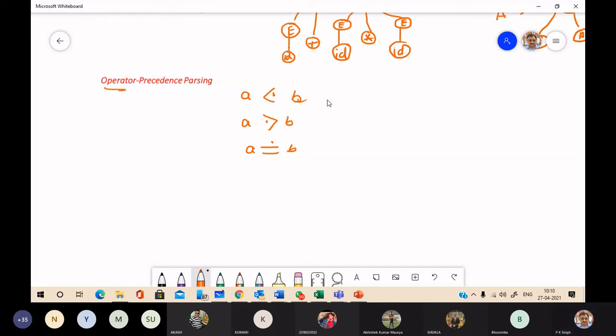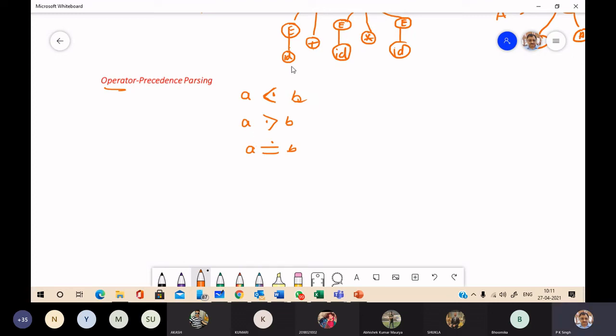A gives precedence to B means A has less precedence. This symbol is the less-than symbol. You just put the dot, then it becomes a precedence relation. Here A has higher precedence than B, which means greater than, so you have to put this. And here A and B have the same precedence.